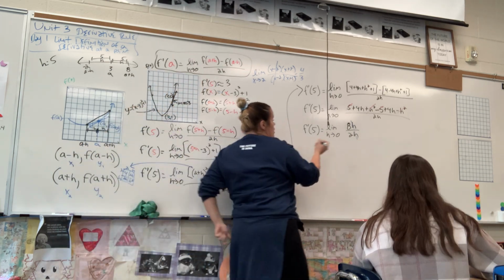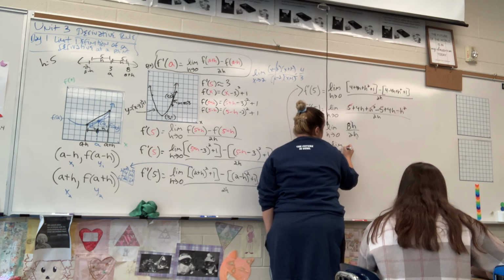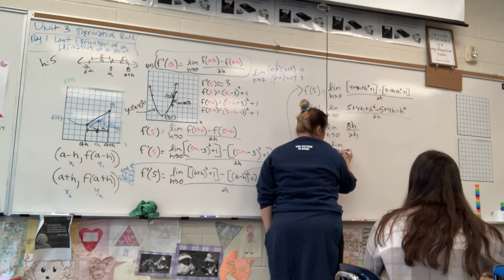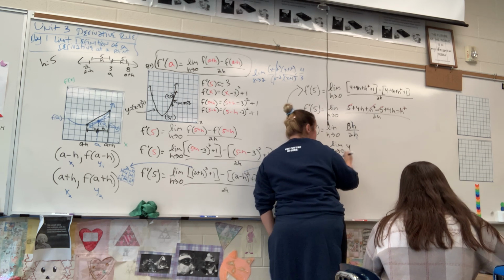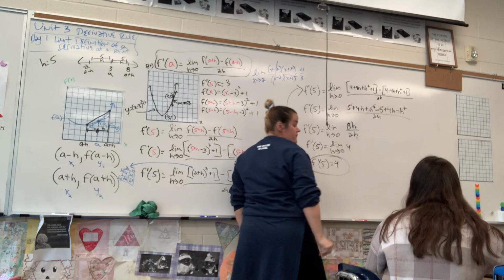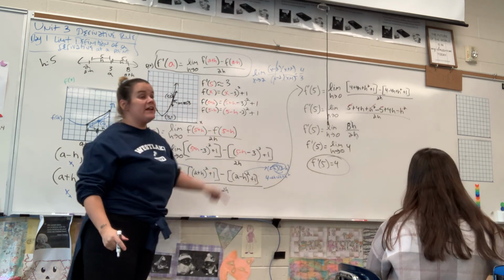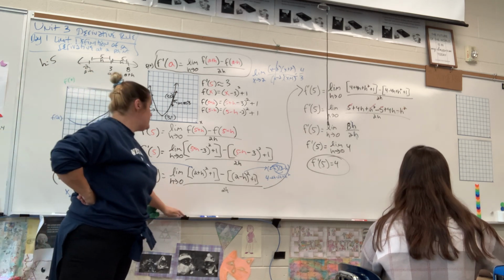Okay? So here I end up with f prime of 5 is my limit as h goes to 0 of 8 over 2, 4. There's no more h to plug in, so as h goes to 0, guess what? It approaches 4. It is 4. Our estimate was pretty good. I'm pretty happy with that estimate, right?